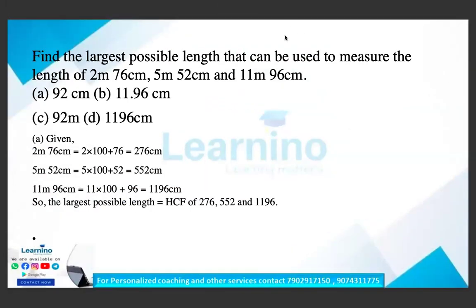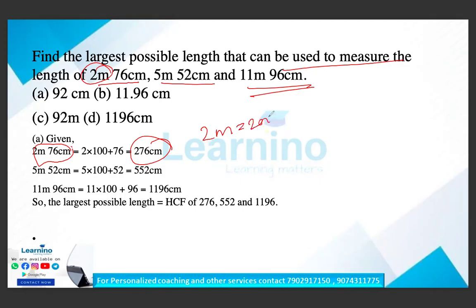Find the largest possible length that can be used to measure the lengths of 2 meter 76 centimeter, 5 meter 52 centimeter, 11 meter 96 centimeter. So what we do here is the meter and the centimeter should be converted into centimeter. 2 meter means 200 centimeter, so total this is 276 centimeter. 276, 552, 1196. So HCF of these three will be the answer.